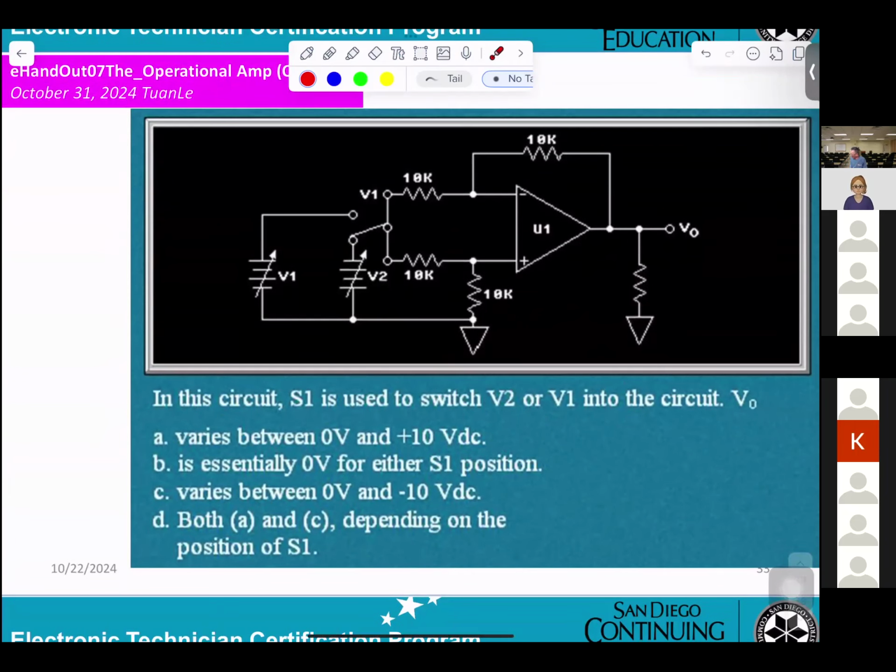Now, in this circuit, S1 is used to switch between V2 and V1. Right now it is connected to V2. If you want to connect V1, move it up. So Vout here varies between 0 and plus 10 volts DC, and is essentially 0 for either position. Or it varies between 0 and minus 10 volts. Both A and C, depending on the position.